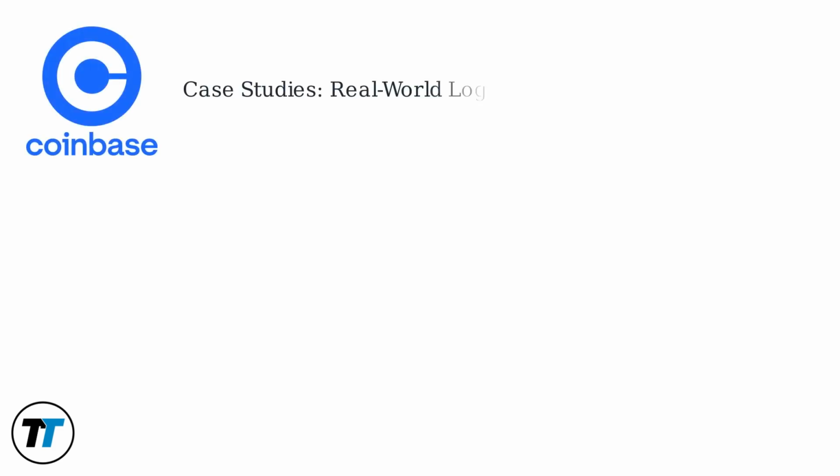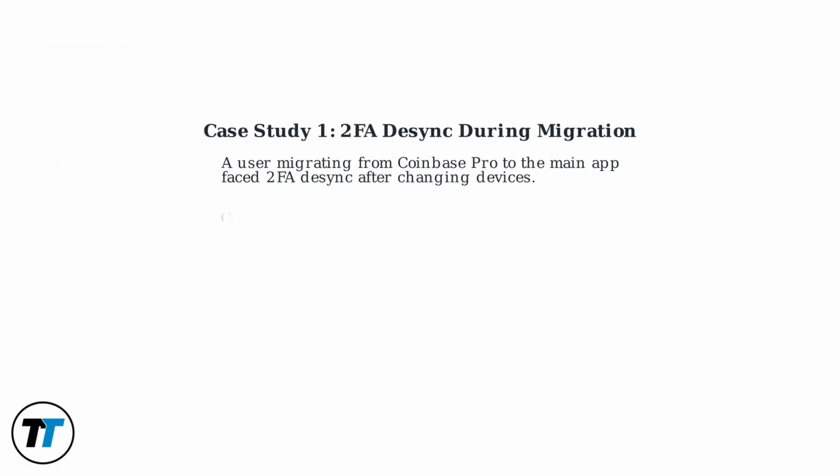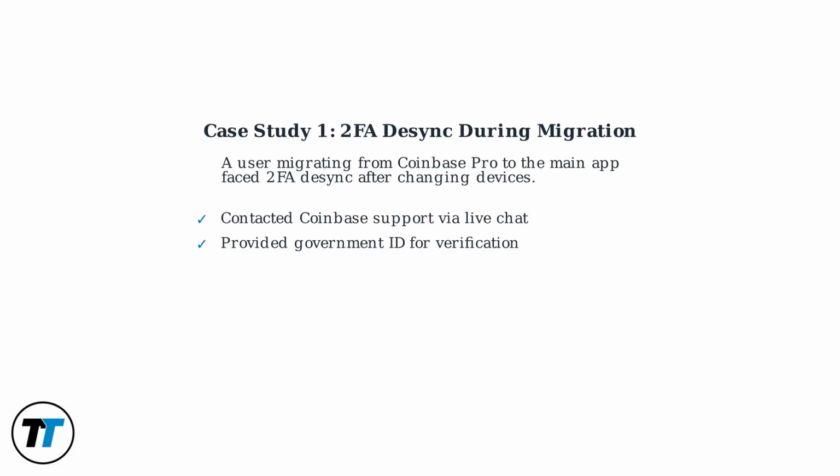Let's examine some real-world examples of Coinbase login issues and how users resolved them. One user experienced 2FA desync when migrating from Coinbase Pro to the main app after switching devices. They resolved it by contacting Coinbase support through live chat and submitting a government ID scan for verification.